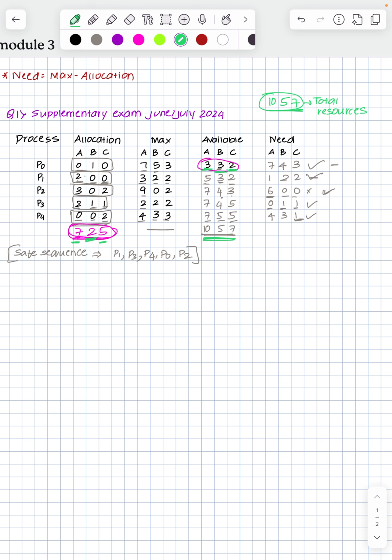So this is how you find the safe sequence as well as the need matrix. And this will fetch you around 7 or 8 marks, I believe. And this is very easy, so please be sure to attend it and not skip it.